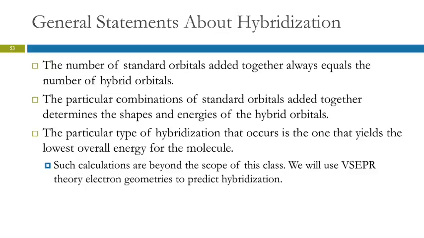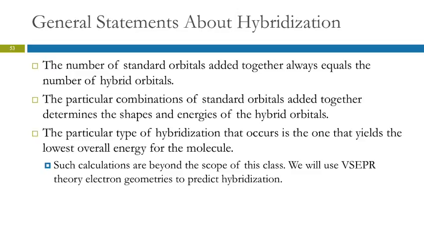So, general statements about hybridization before we get to pictures of what's going on here. The number of standard orbitals that you're combining together always equals the number of hybrid orbitals that you end up with. If you hybridize 2 orbitals, you end up with 2 hybrid orbitals. If you hybridize 3, you end up with 3 orbitals. So the number of orbitals stays the same. The particular combination is going to determine the shape and the energy.